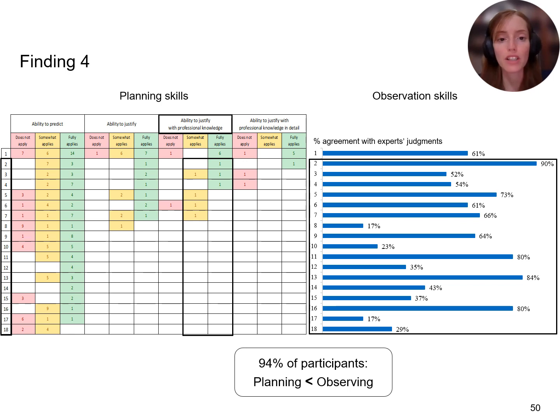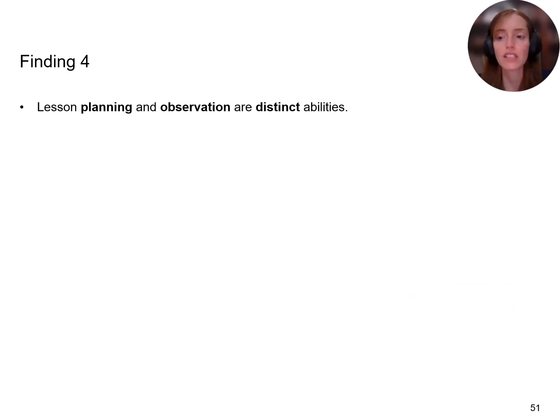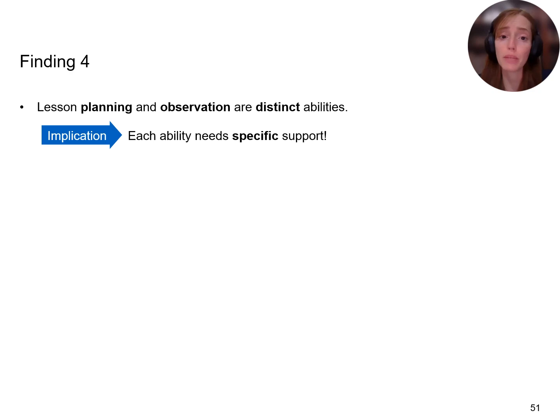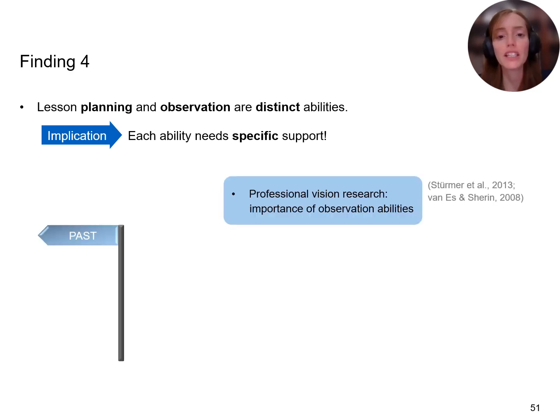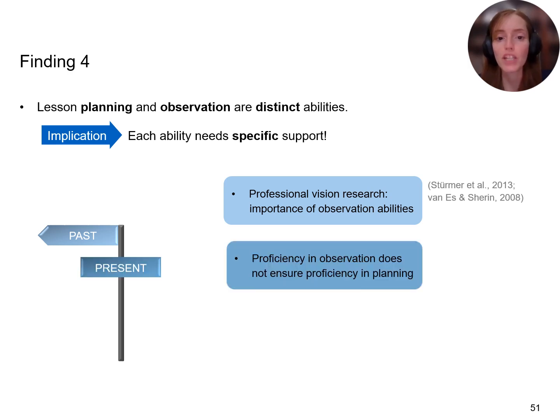Overall, most participants were less successful at planning than at observing. This might be due to coursework emphasis. Another possible reason, based on Blomek's model, is that additional abilities mediate the use of professional knowledge in lesson planning. These results suggest that we are talking about different abilities. Therefore, teacher educators need to support each ability in specific ways. This finding expands previous research on professional vision by showing that acquiring the ability to reason about observations of teaching does not ensure the ability to reason about lesson plans.